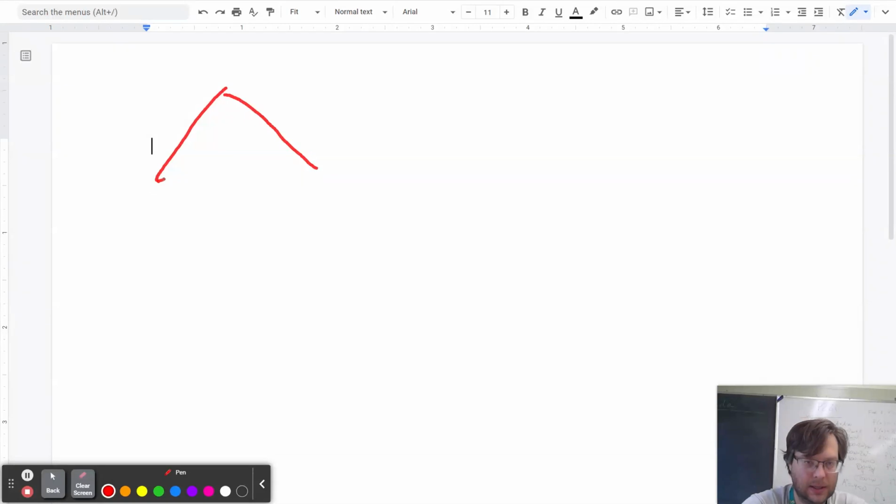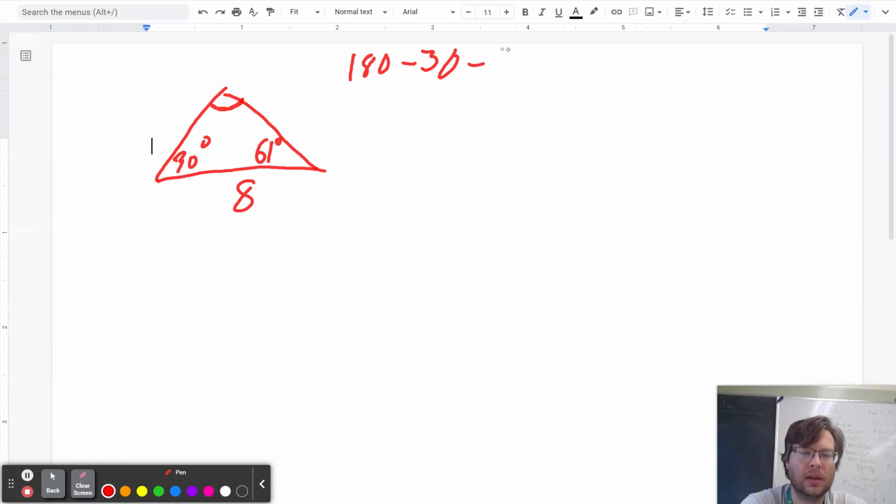So we've got 30 degrees here, 61 degrees here, and then 8 right in between them. You might not know how to start with this because you don't have the angle that's opposite of 8. So it's not really clear where to start. You can still get that angle though because you have two angles of a triangle. Anytime you have two angles of a triangle, you can figure out the third angle pretty quickly. So 180 minus 30 minus 61 ends up being 89 degrees. So that's that missing angle right there, 89 degrees.